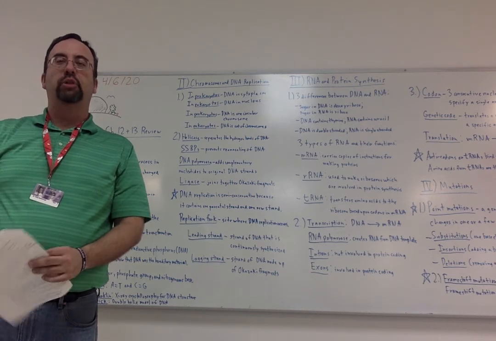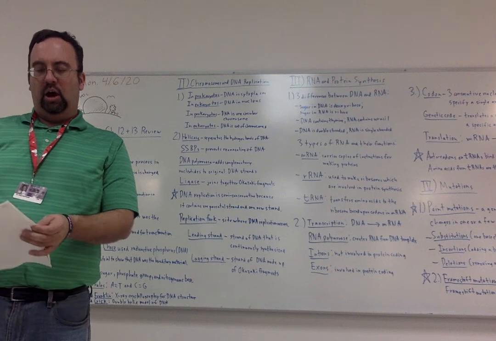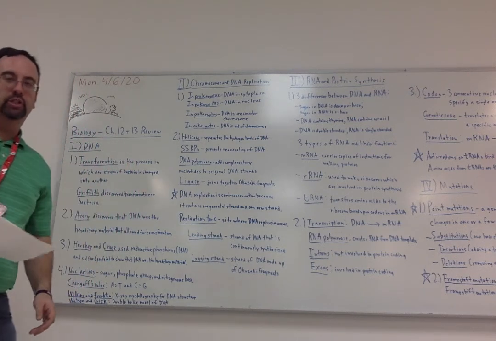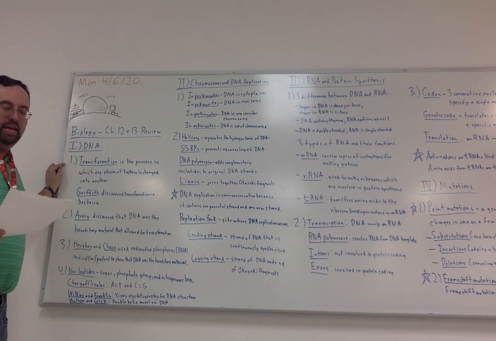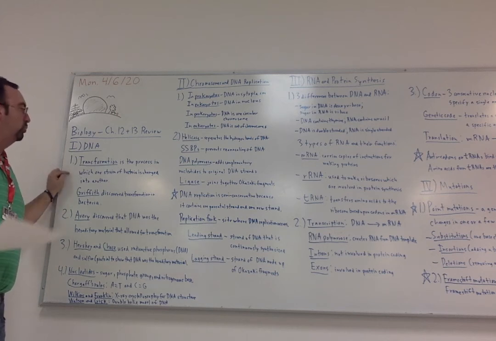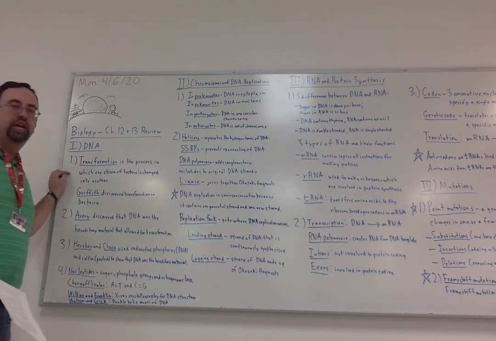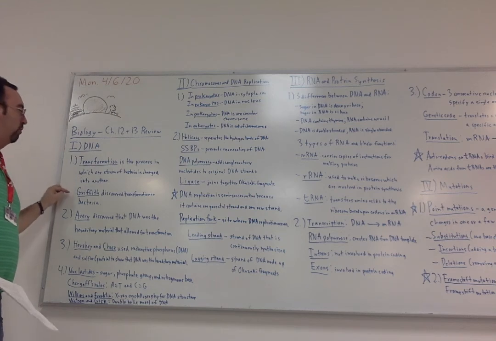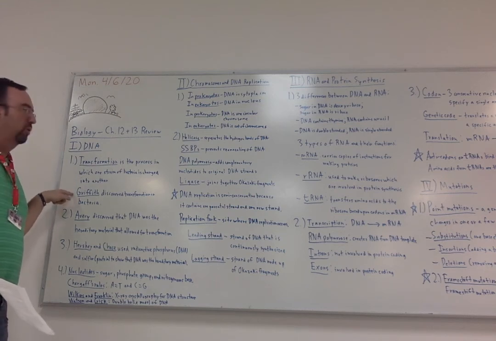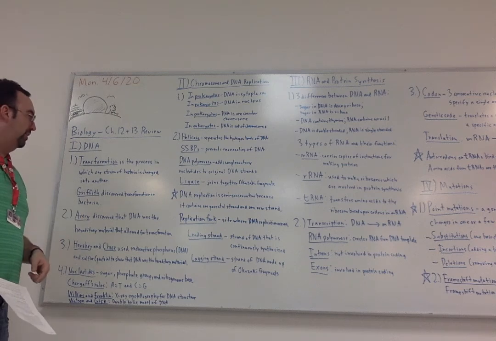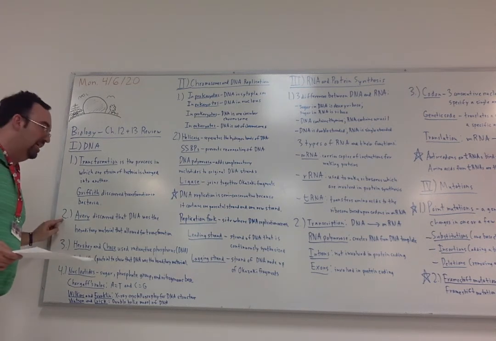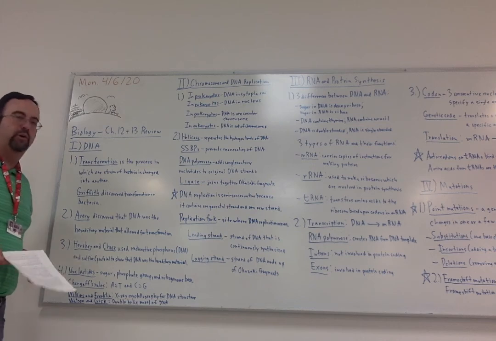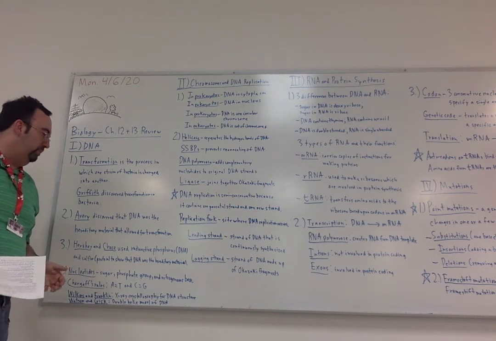All right, let us begin with our DNA. We're going to start over here. Transformation is the process in which one strain of bacteria is changed into another. Griffith, therefore, was the discoverer of transformation in bacteria. Avery discovered that DNA was the hereditary material that allowed for transformation.